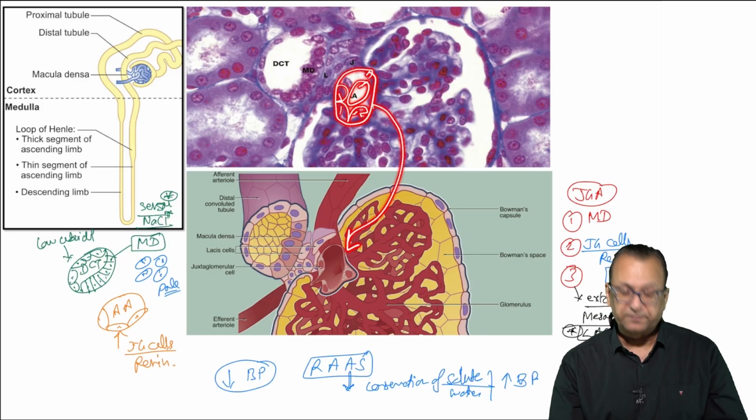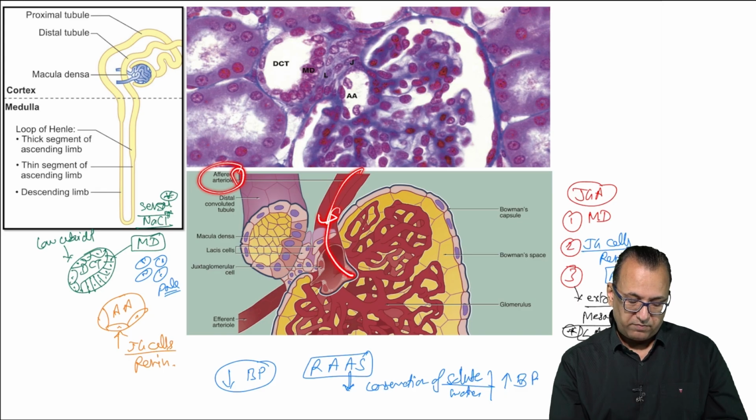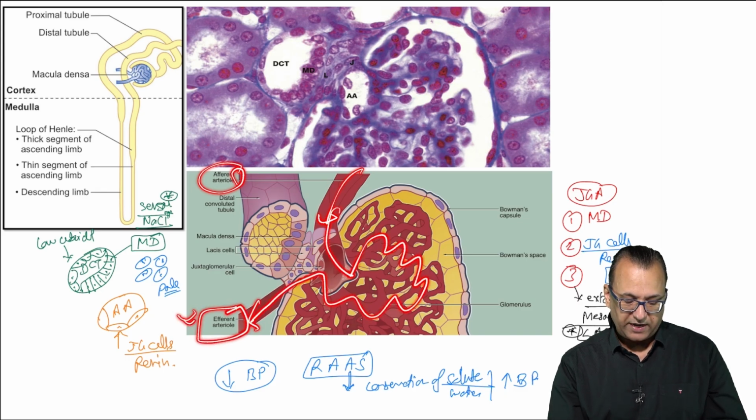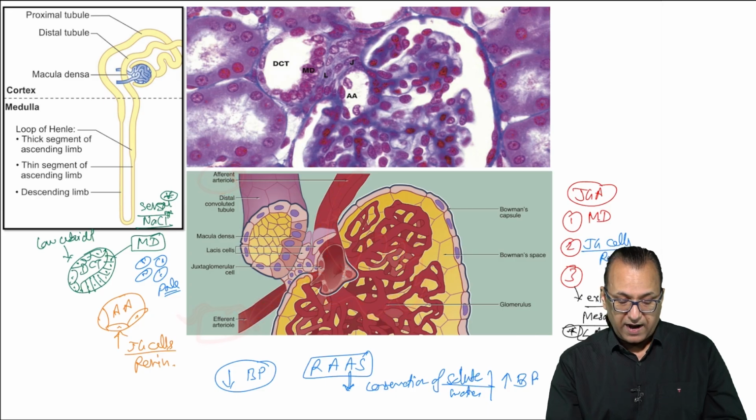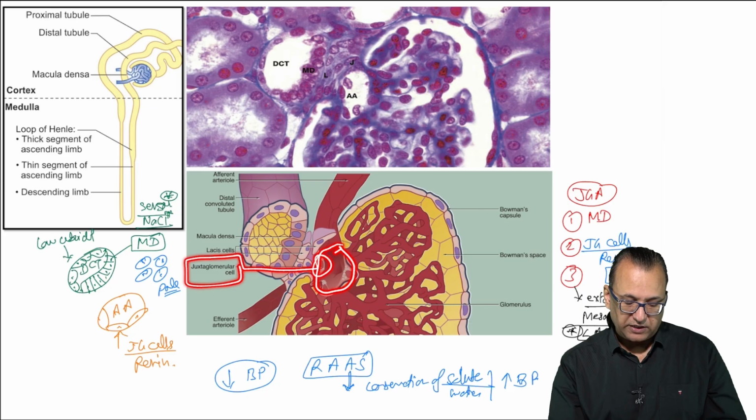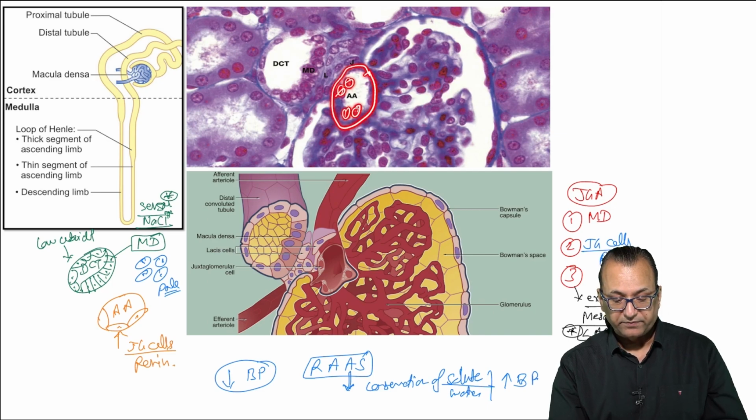Same thing shown here. You see, this is the afferent arteriole making the glomerulus, and that is the efferent arteriole, which is taking the blood out. When you take a section of the afferent arteriole, you find the JG cells. They can secrete renin. So here in the afferent arteriole, you will have these nuclei, they belong to the JG cells.